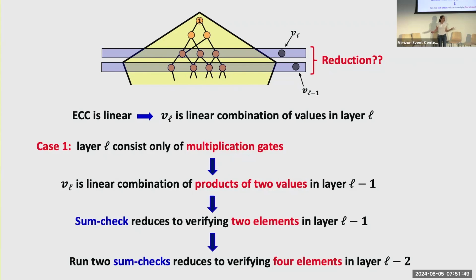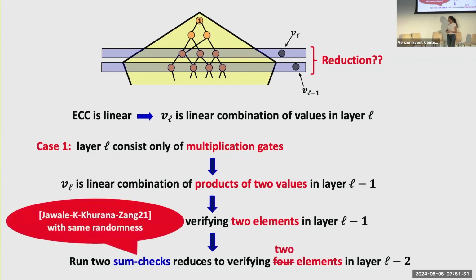Just do sum checks. What we noticed is that the sum check protocol is a randomized protocol; the verifier tosses coins. If you run 2 sum checks in parallel where the verifier uses the same coins, the same randomness for both sum checks, you won't go from 2 points to 4 points, you go from 2 to 2. The number of points actually won't increase.